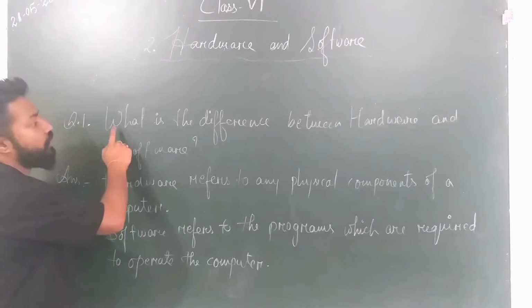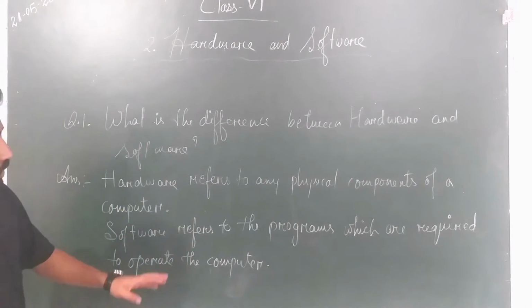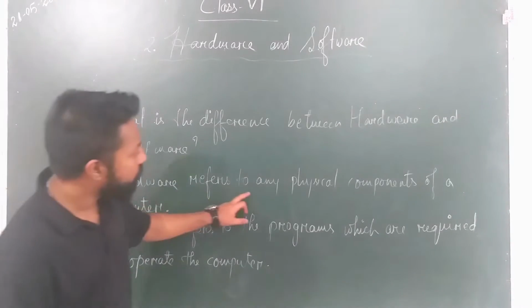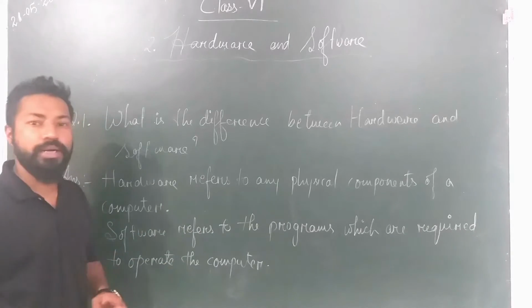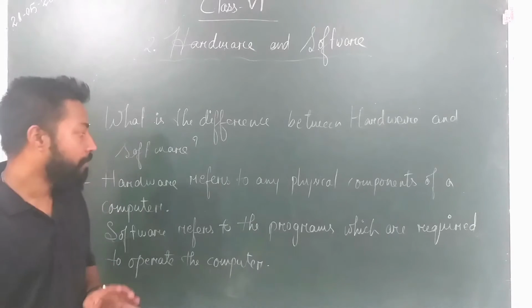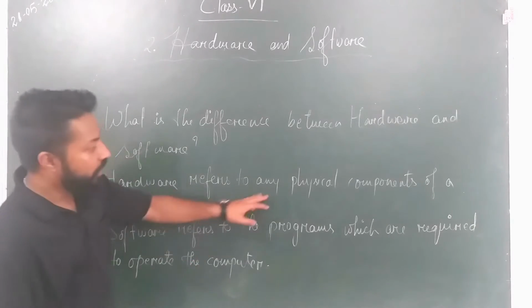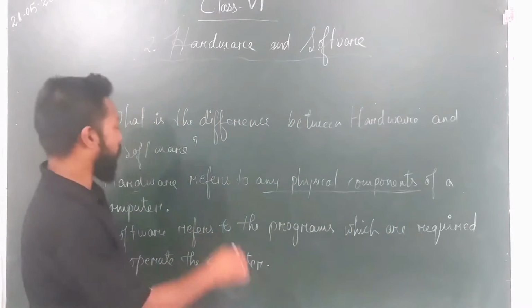So, the first question is, what is the difference between hardware and software? So, let's learn the difference between hardware and software. So, the answer is, hardware refers to any physical components of a computer. So, in a computer, there are many physical components like monitor, keyboard, mouse. So these all physical components are basically called the hardware. Any physical components of a computer are called hardware.